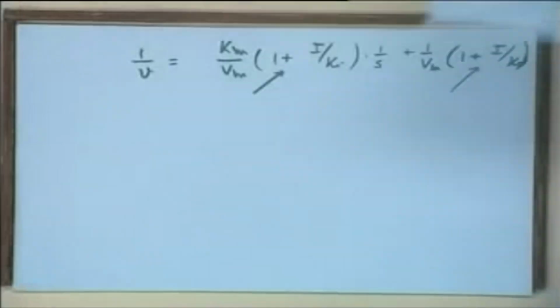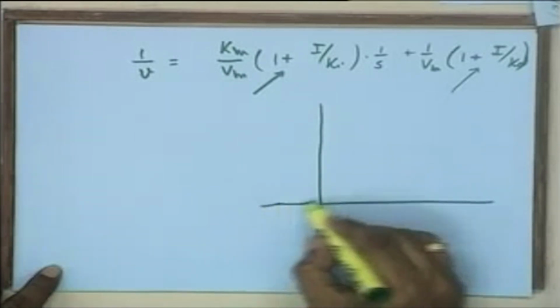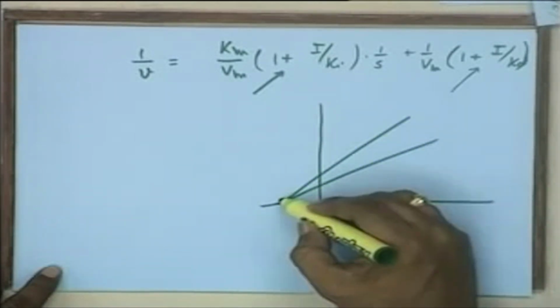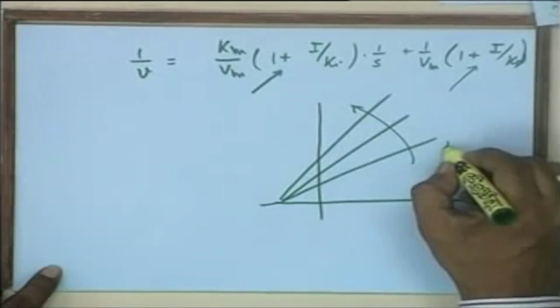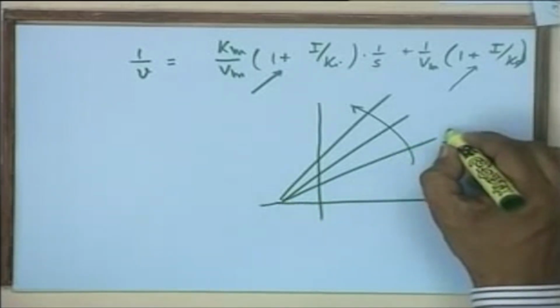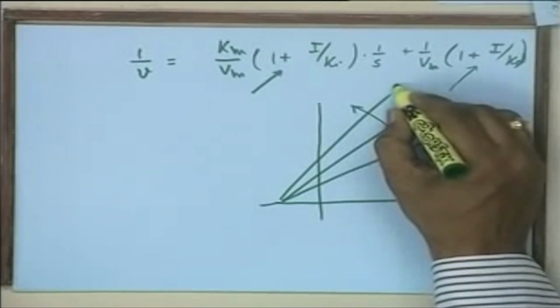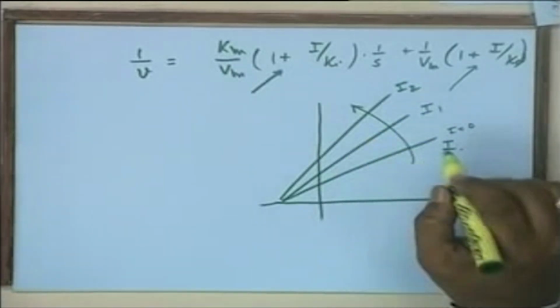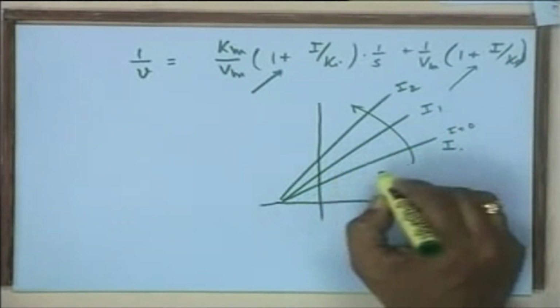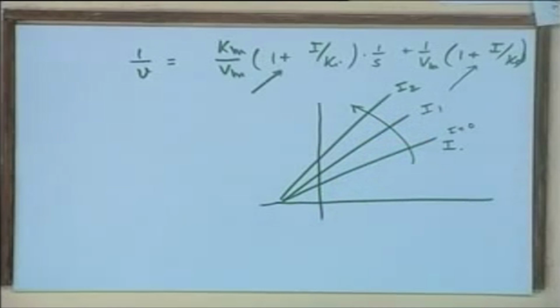And therefore, if you look at the pattern of the Lineweaver plot, at increasing concentrations of I, let us assume that this is I equal to 0, and some values of I as I1 and I2, which are increasing, the slope and the intercept are both increasing by a magnitude of 1 plus I over Ki. Therefore, one can determine the value of Ki, as we saw in the case of the competitive inhibitor, by a secondary plot.